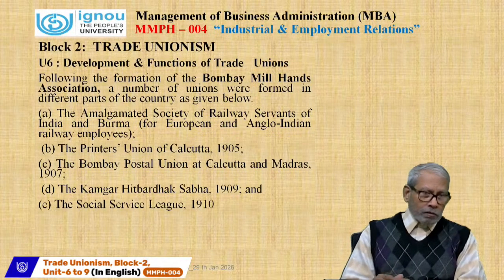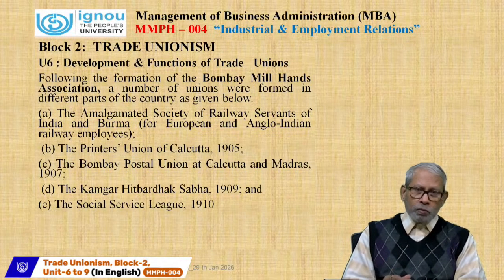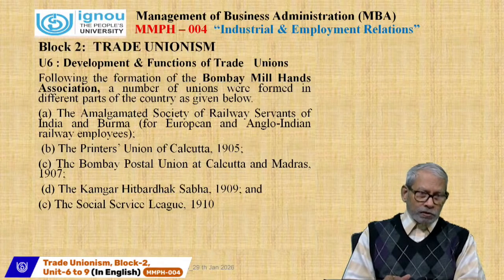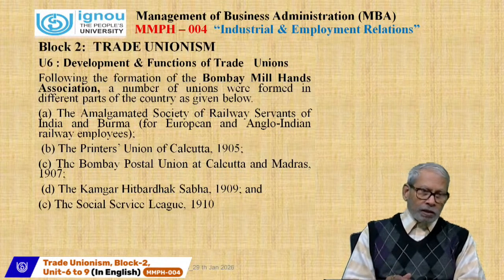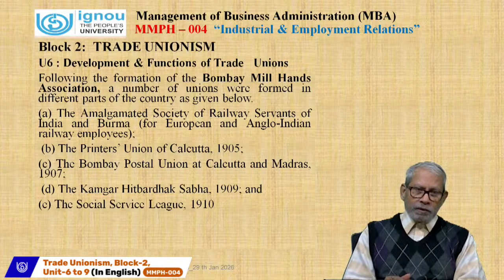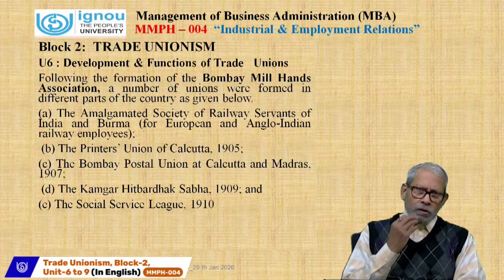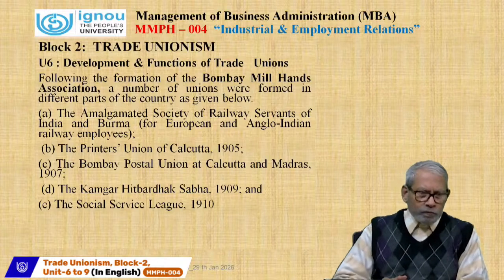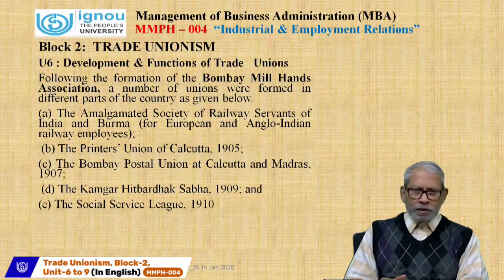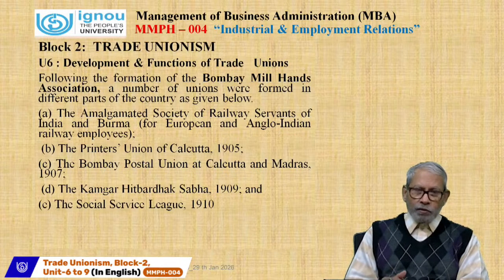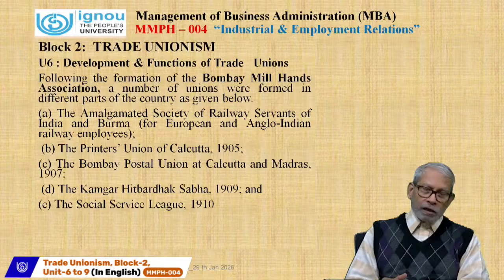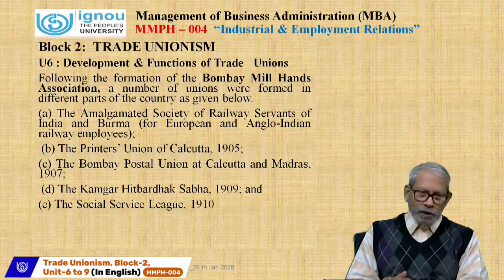That is now the Bombay Mill Hands Association. Following the formation of the Bombay Mill Hands Association, a number of unions were formed in different parts of the country, as given below. After that, many unions were formed. The Amalgamated Society of Railway Servants of India and Burma was formed for European and Anglo-Indian railway employees. They also formed an association.